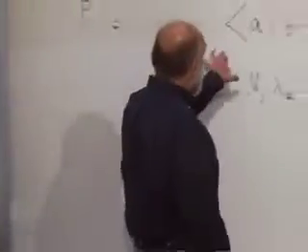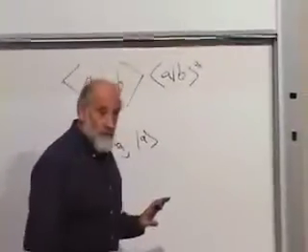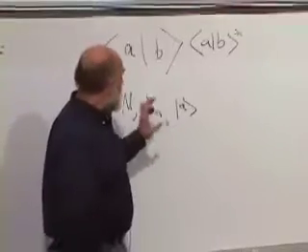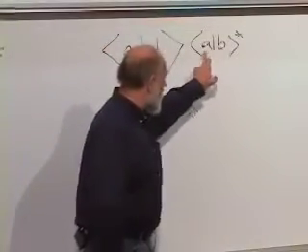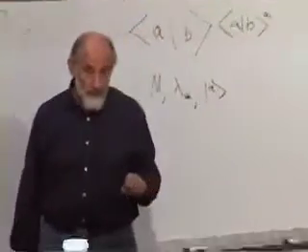That's the basic postulate of quantum mechanics, always assuming that all of your vectors are normalized. Always assuming that your state B is normalized, and that the eigenvector A is normalized.